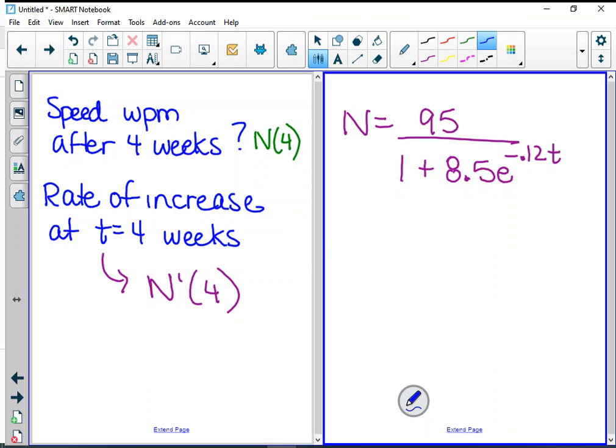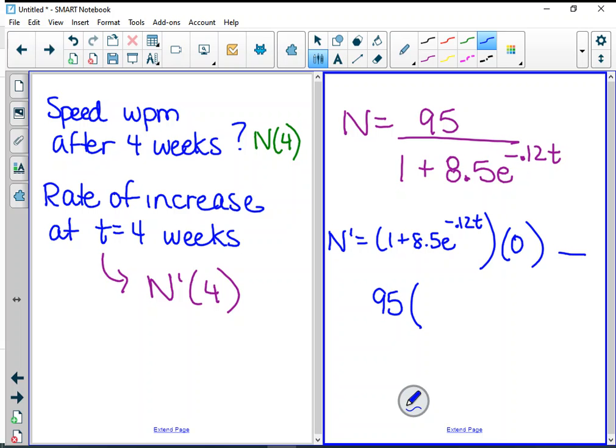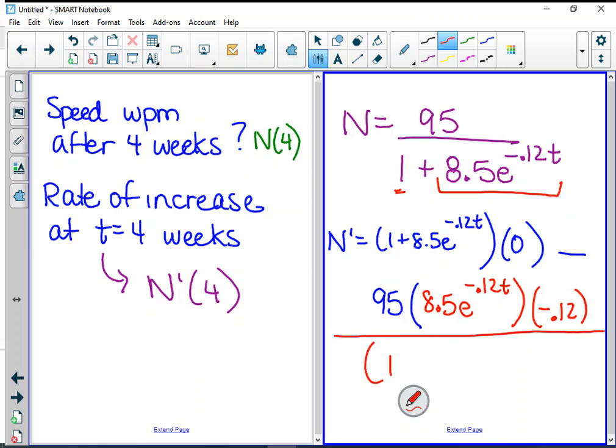Denominator times derivative of numerator. Well, this whole big scary thing, 1 plus 8.5 e to the negative 0.12 t, is the denominator. Derivative of the numerator, well, the numerator is a constant, so the good part is we're going to multiply by 0. That whole thing's going to go away. Minus numerator times the derivative of the denominator. Now the denominator has a constant 1. When I take its derivative, it's going to go to 0. And then it's got this exponential chunk. So the derivative of my denominator is 8.5 e to the negative 0.12 t times another negative 0.12. And then that's all going to be divided by the denominator squared, 1 plus 8.5 e to the negative 0.12 t, squared. Yuck, I know.